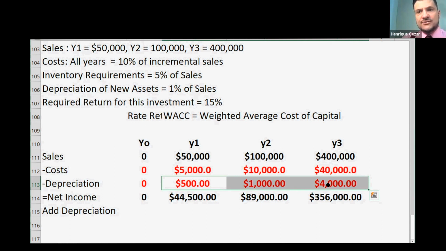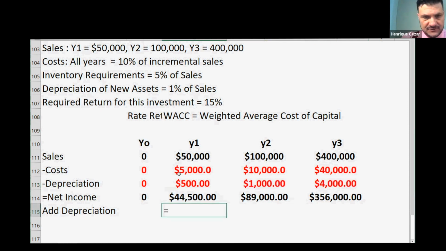Assuming that all sales were in cash, then all you have to do is add the depreciation. So here will be equal. Because the numbers are negative there, I'm just going to copy them here. So 500 for this depreciation, 1,000 for depreciation in year 2, and 4,000 in year 3.